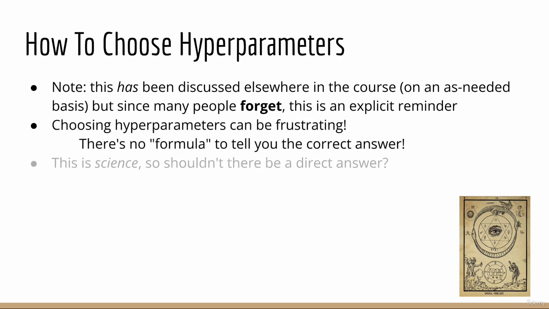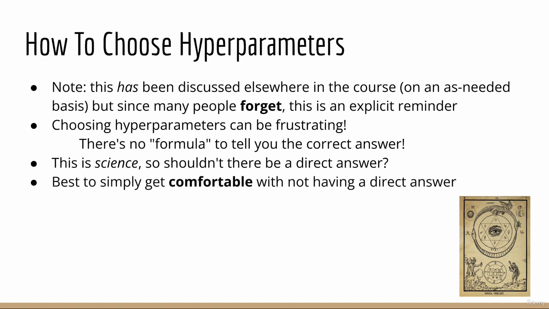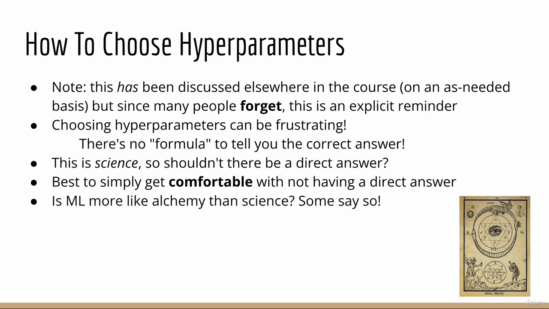It is natural to feel like there must be some direct method of doing this. They think because this is science, that there must be an answer, that there must be some formula or some algorithm that will yield the correct result. Unfortunately, this is not the case. And if you want to succeed in machine learning, you must be comfortable with this reality. As a side note, some have said that machine learning is more like alchemy than science. I would tend to agree with this notion, and this is one of those areas that makes it apparent.